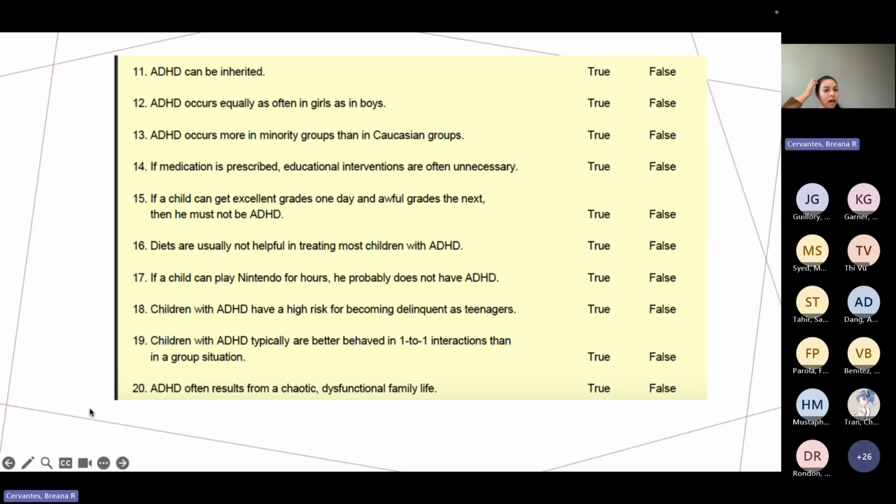Okay, 17. If a child can play Nintendo for hours, he probably does not have ADHD. False. False. And 18, children with ADHD have a high risk for becoming delinquent as teenagers. Would that question be true, maybe? Because I was just thinking about how kids with ADHD have issues with controlling their impulsive behaviors.